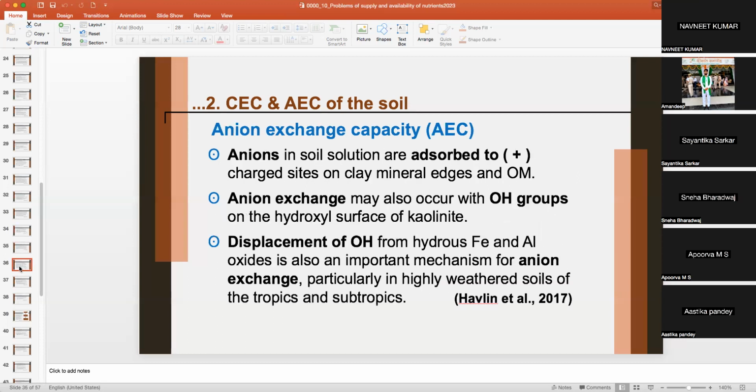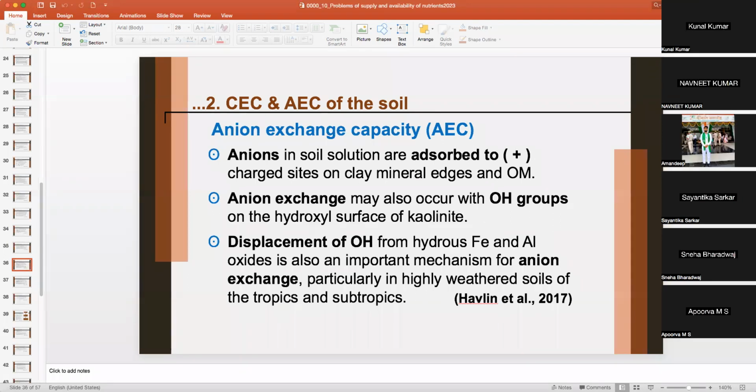Now we go to anion exchange capacity. Anions in soil solution are adsorbed to charged sites on clay mineral edges and organic matter. Sometimes they are attached to the positive sides of the colloids. Anion exchange may also occur with hydroxyl groups, OH groups, in the hydroxyl surface of kaolinite. Certain clay minerals can exchange for certain anions.